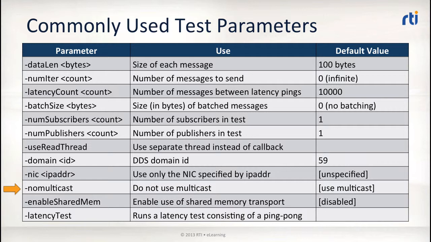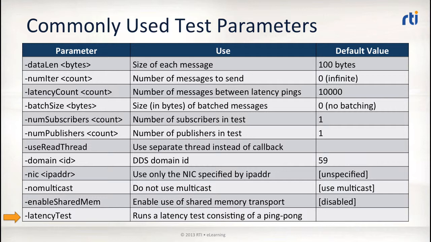The -no multicast option disables the use of multicast and switches to unicast only. Recall what I mentioned earlier, by default, multicast is enabled. The -enable shared memory option enables the shared memory transport for the test. By default, PerfTest disables the shared memory transport and only uses the UDPv4 transport. If so desired, the shared memory transport can be enabled. This is particularly useful if you are running PerfTest on a single node and don't want to use the network.